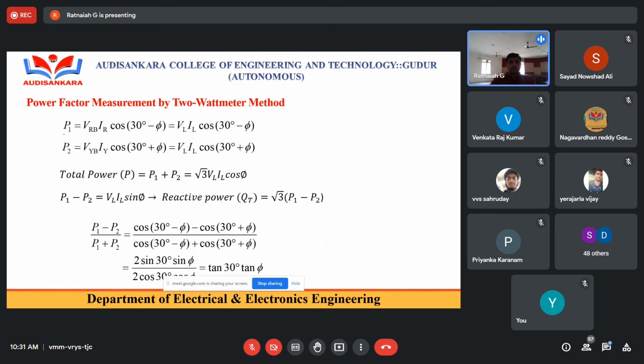Therefore, what is the total power absorption? The first wattmeter reading P1 is equal to VRB into IR into cos(30 minus phi). The second wattmeter reading P2 is equal to VYB into IY into cos(30 plus phi). We already told that VRB is nothing but a line voltage, and IR is also a line current. Therefore, VL IL cos(30 minus phi). Similarly, the second wattmeter reading is VL IL cos(30 plus phi). So remember up to here. The rest of the part I can explain in the next class.